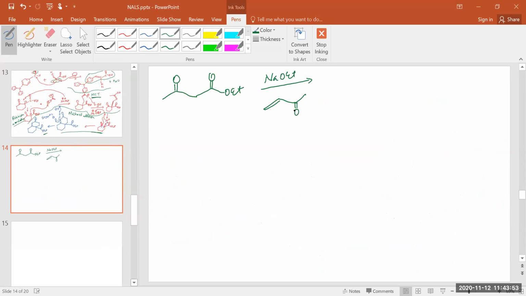ketone? This is called methyl vinyl ketone. What will happen here? You have active hydrogens. The base will take this hydrogen, and the anion will undergo Michael addition. So what will it form? It will form like this, after keto-enol tautomerism.